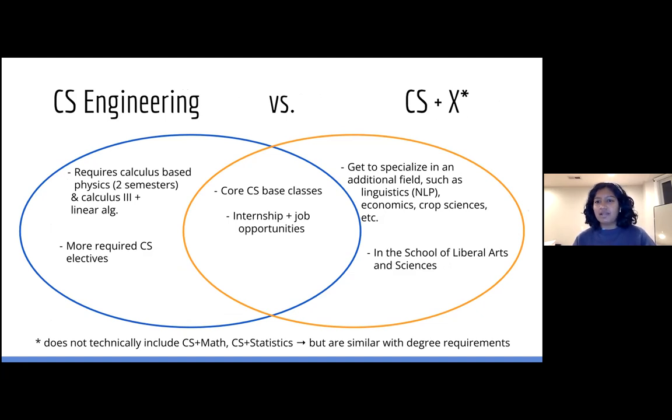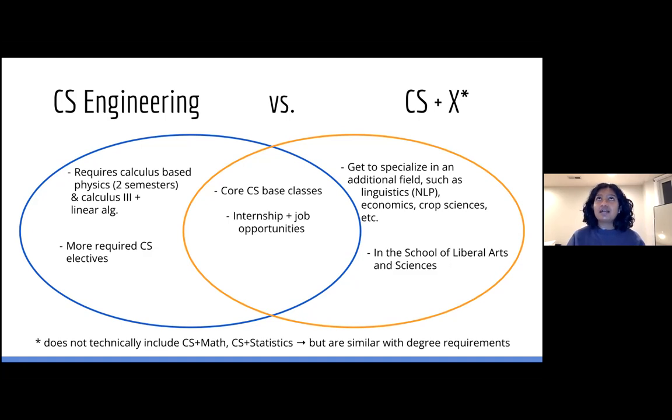I'm not sure because I didn't apply to CS plus X, but that might be true for the application, just because I think they might not want you to apply for your first and second choice to just be computer science. Maybe that's why they don't let you do that.